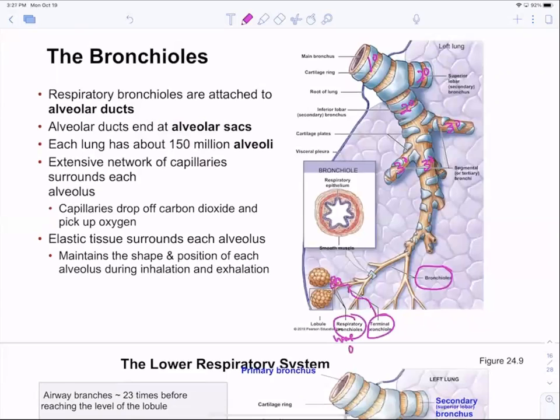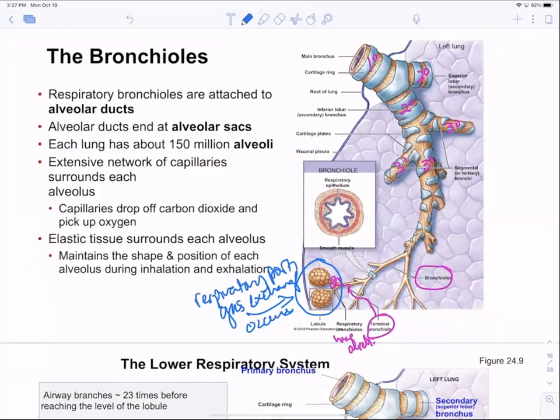They have alveoli on them. And then you have the alveolar lobules attached to the respiratory bronchioles. This is where gas exchange occurs, right here. So this right here is where gas exchange occurs, right? So this is the respiratory portion.